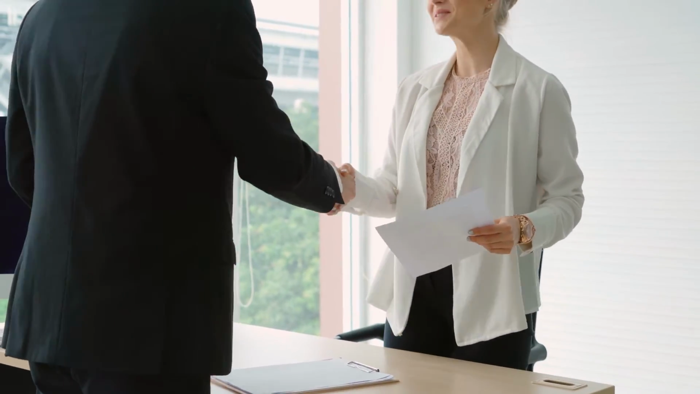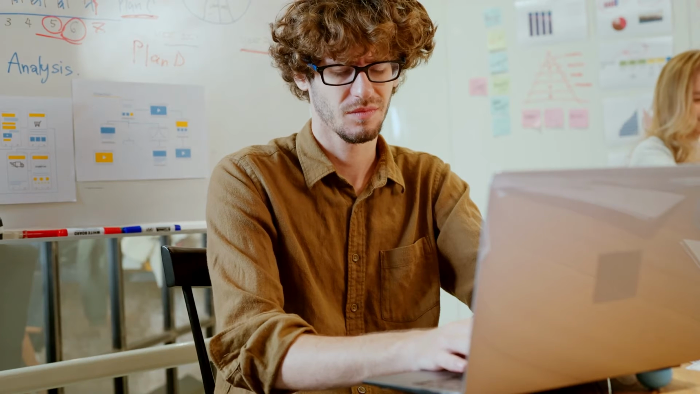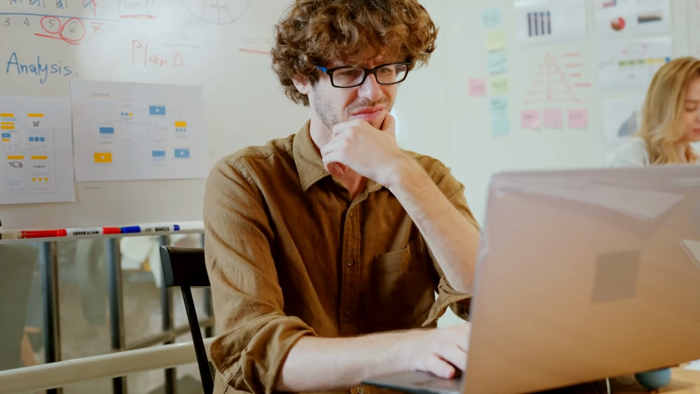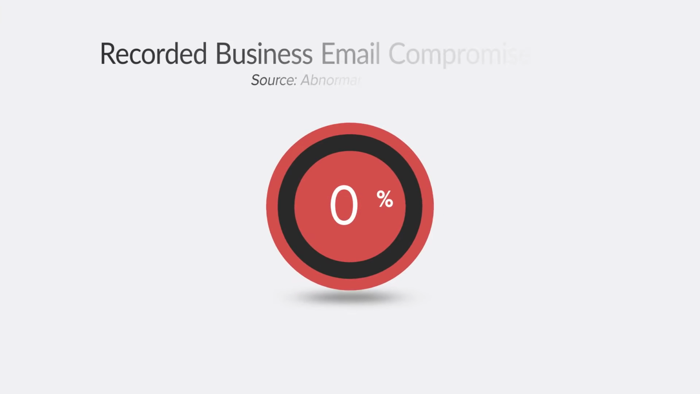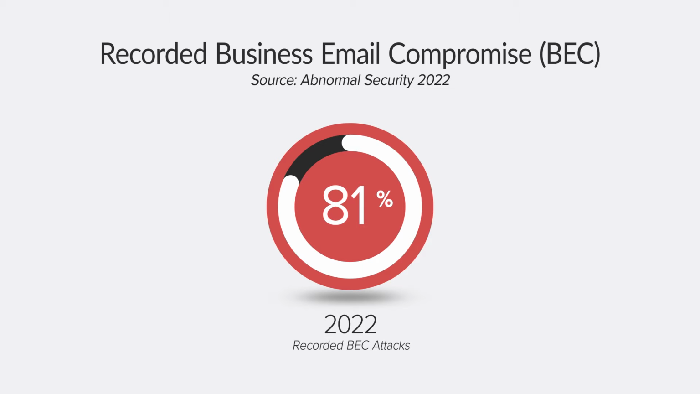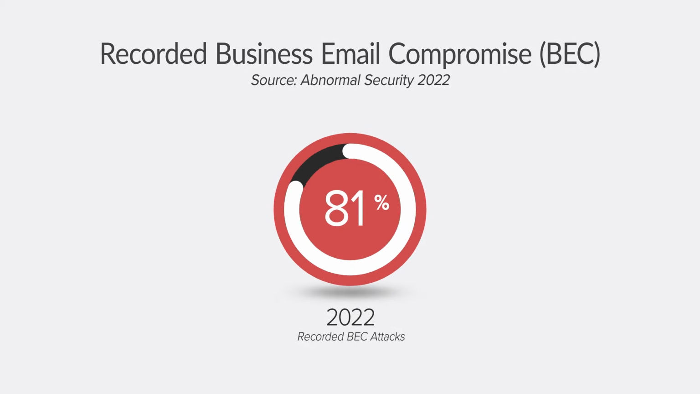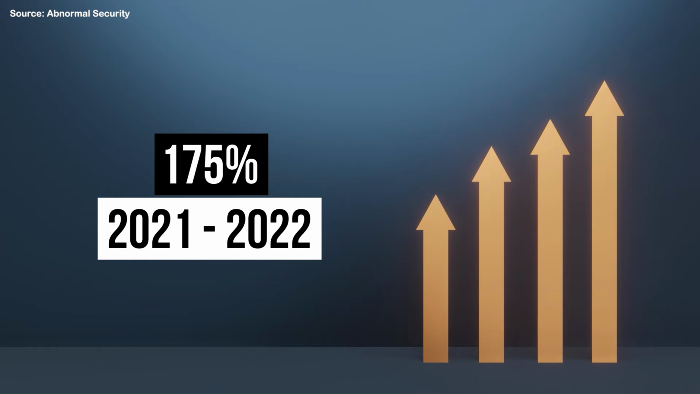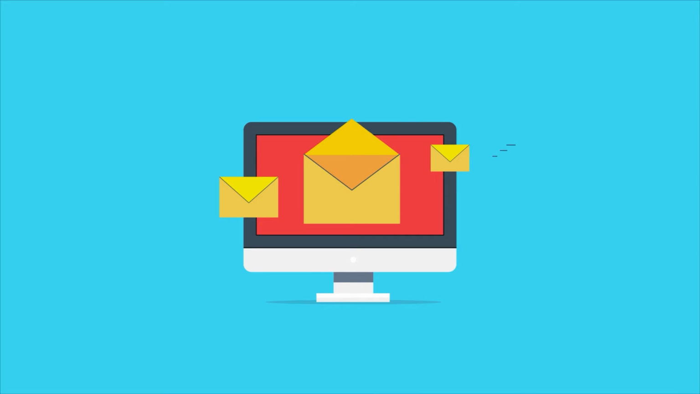HR managers with employee records like social security numbers, tax statements, contact info, and schedules. New or entry-level employees who won't be able to verify an email's legitimacy with the sender. Recorded business email compromise attacks increased by more than 81% during 2022 and by 175% over the past 2 years, with open rates on malicious emails also surging, according to Abnormal Security.